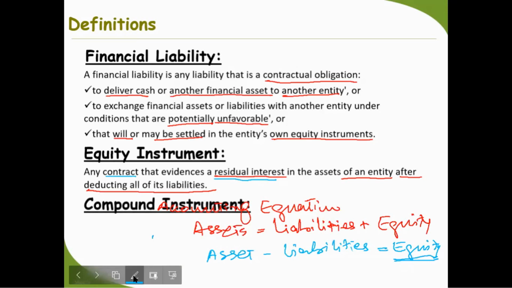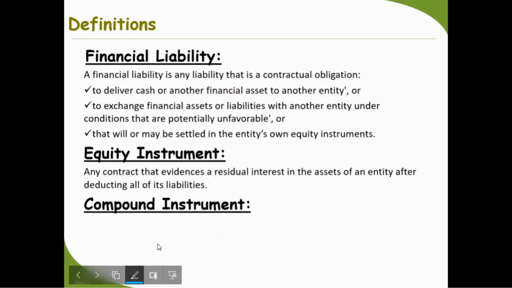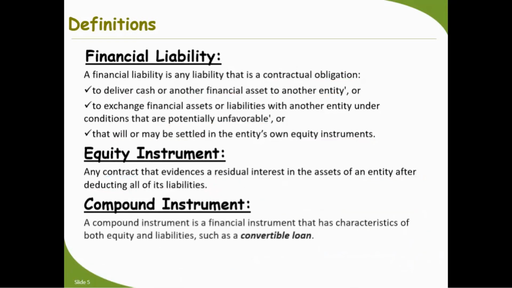Okay. Then we have another definition, which is about compound instrument. It is a financial instrument that has characteristics of both equity and liabilities. If any instrument has characteristics of both liability and equity, then we will say that this is a convertible loan. It means there is a financial liability due to having that instrument, and there is an equity right as well. So that is called a compound instrument. Its example is a convertible loan.